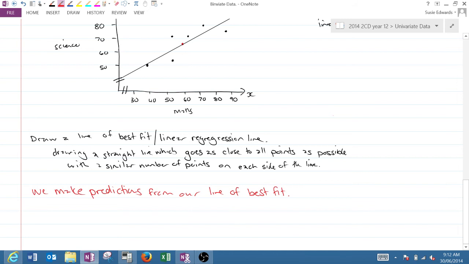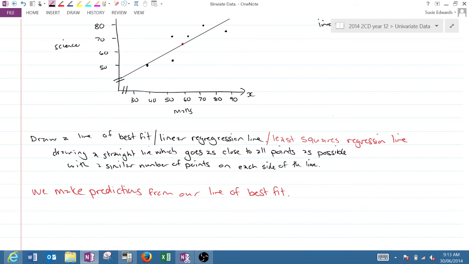Sorry guys, I'm going to need to add in one more word. Line of best fit, linear regression line, and also least squares regression line is sometimes used. Anytime you see regression line, it means line of best fit, okay? But sometimes that comes up as well. Okay, so we can make predictions from our graph. You need to show that you're making predictions.